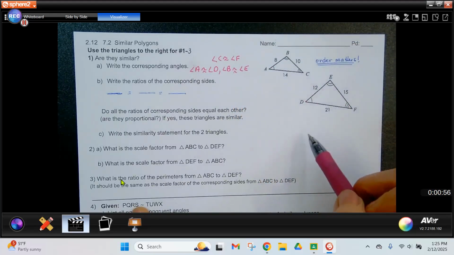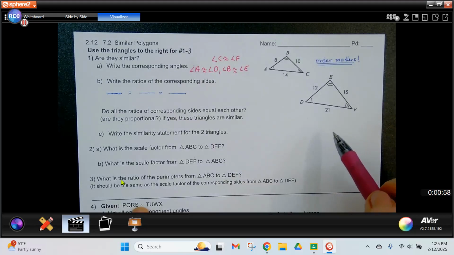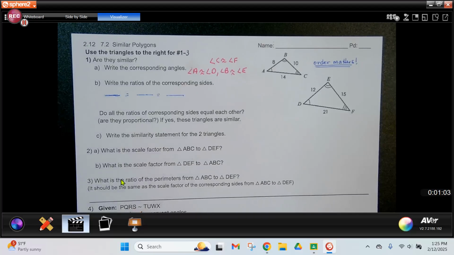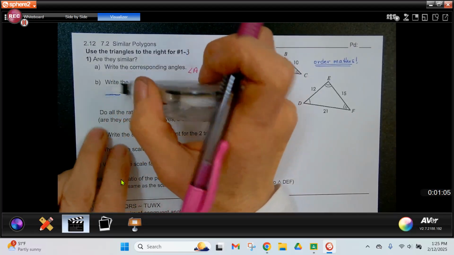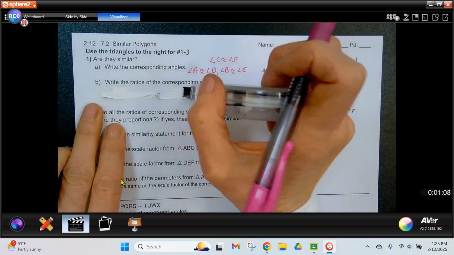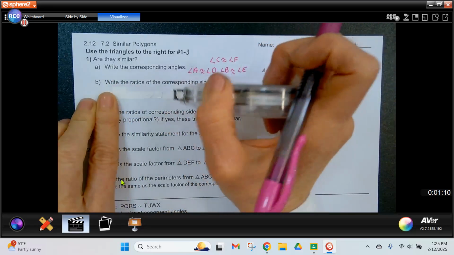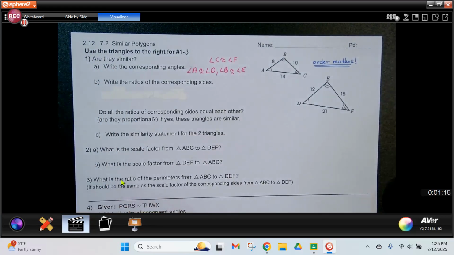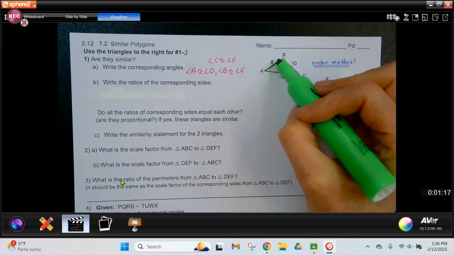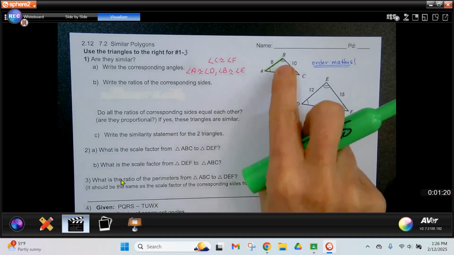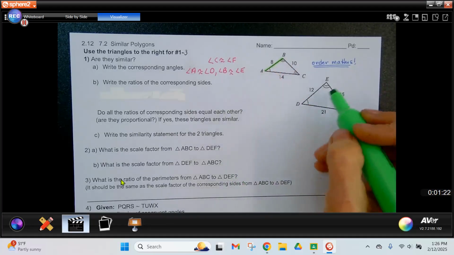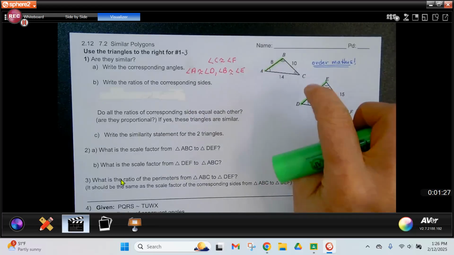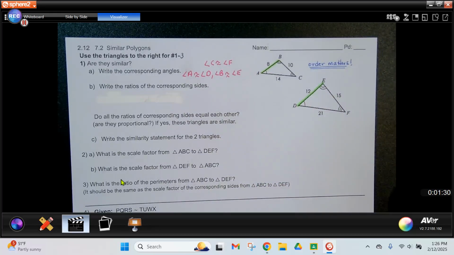They're already marked. Now we're going to write the ratios of the corresponding sides. And we want to be careful here to make sure that we get the right sides when we write the ratios. So when I look at these two figures, I can see that this side right here, see how it's between this one mark and these two marks? I'm going to look for the one over here that looks like that, and this one is the same. So these two sides are corresponding sides.